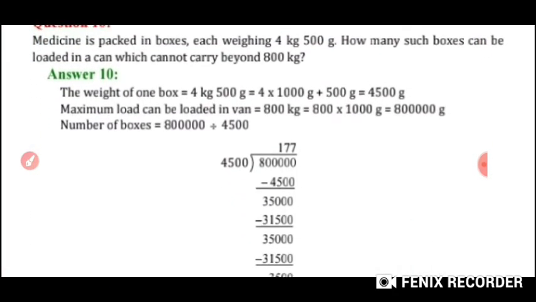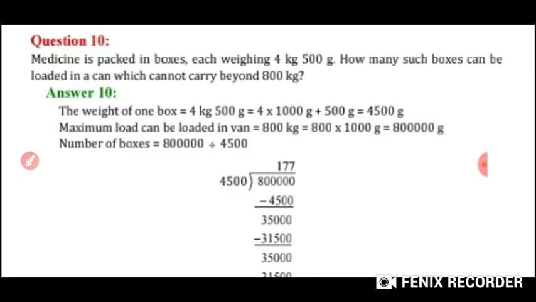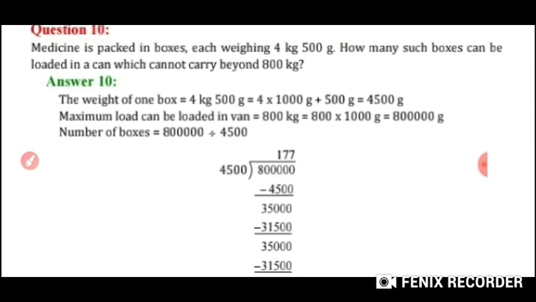Then the last question. Medicine is packed in boxes, each weighing 4 kg 500 gram. How many such boxes can be loaded in a van which cannot carry beyond 800 kg? We have the weight of one box as 4 kg 500 grams.